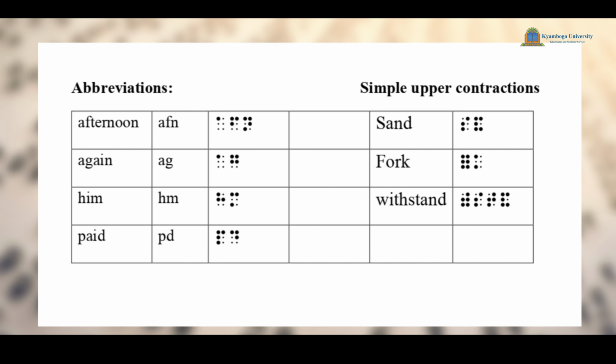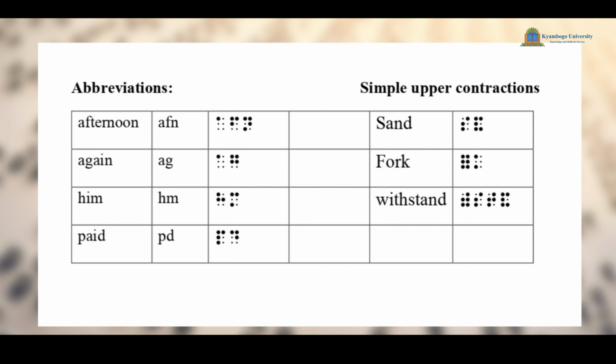There is something special I want to introduce before we proceed. This simple upper word signs group 2 can be also used as part of a word or words. For example, in words like sand, we have S and there is and. We can write S and we contract and. Instead of taking 4 cells, it takes only 2 cells. Fork, F-O-R-K. We contract the word F-O-R in one cell and we put letter K. It becomes fork. With stand, we contract the word with. Immediately, we put S-T and then we contract the word and. The whole word takes only 4 cells.